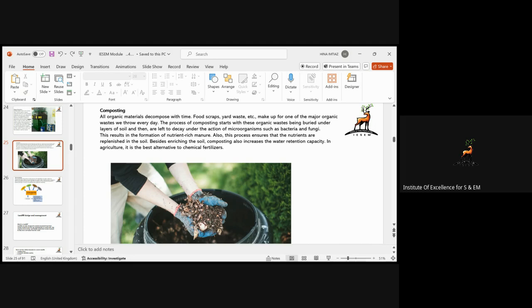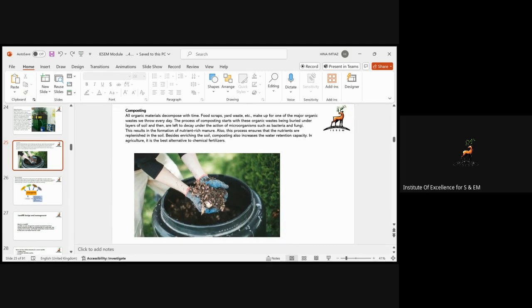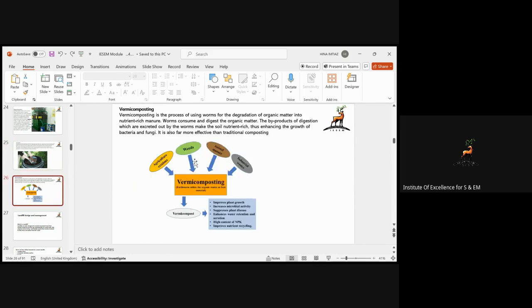replenished in the soil. Instead of enriching the soil with fertilizers through artificial methods, you are using the natural method and you are doing a dual role. You are managing the solid waste and you are increasing the fertility of the soil. So it is also one of the best methods because again you are doing the dual role and the dual action. The next one is vermicomposting.